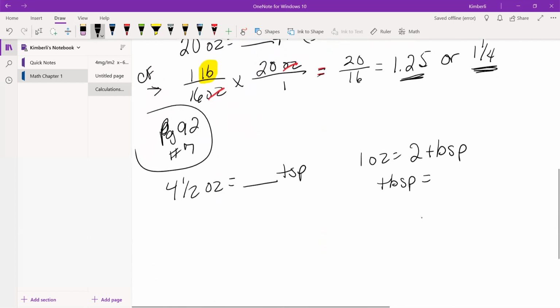1 tablespoon equals 3 teaspoons. Okay, so if 1 tablespoon is 3 teaspoons, that must mean that 1 ounce is equal to 6 teaspoons. And that's on the conversion sheet that I sent you guys in the files on Canvas. So 1 ounce is 6 teaspoons.